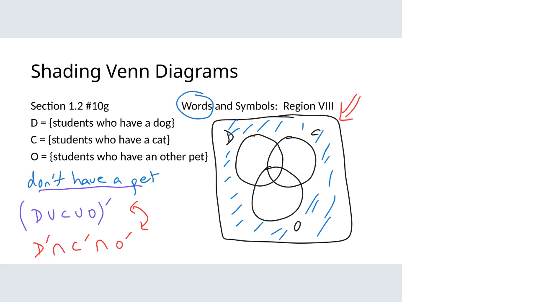Another way is to think about what the words mean, or think about what the location means. If they're out here, it means they don't have a pet. And if they don't have a pet, I can get to the symbols because they don't have a dog and they don't have a cat and they don't have another kind of pet. Again, I think these are fairly challenging to be able to write the symbols. I want you to see it. I want you to be able to do it. Not going to be a point of emphasis for us.